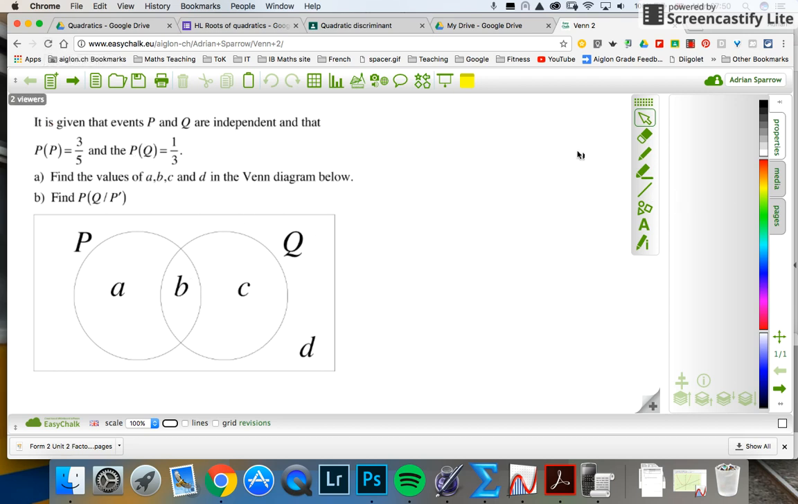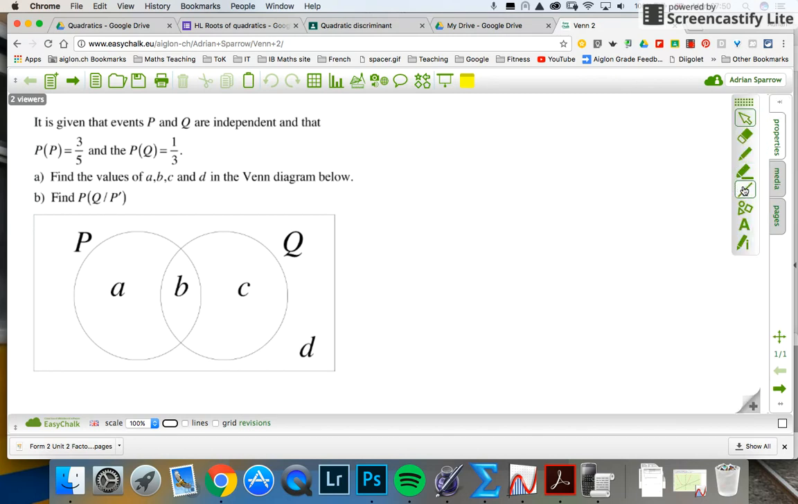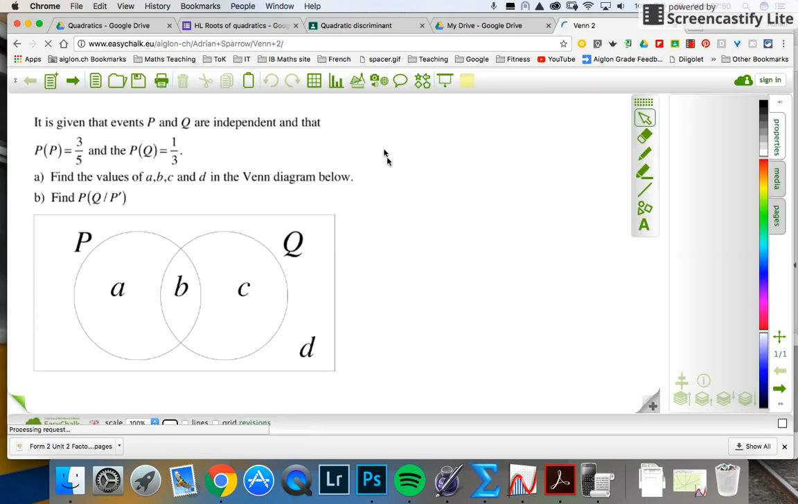I have a Venn diagram question here to do with probability and also to do with independence. So have a read of it, try it out yourself, pause the video, and I'll go through the answer now. Okay, so the key word here is independent. So events A and B are independent.